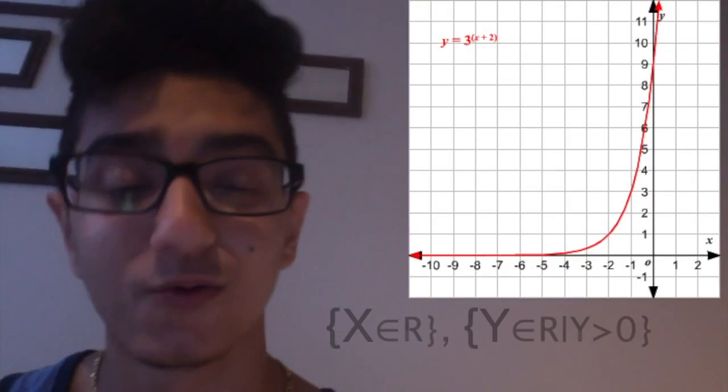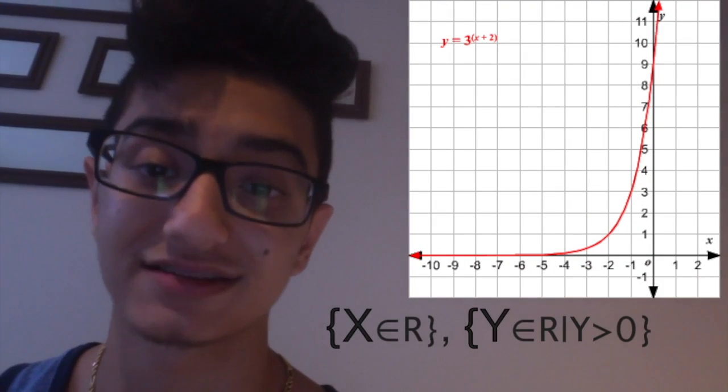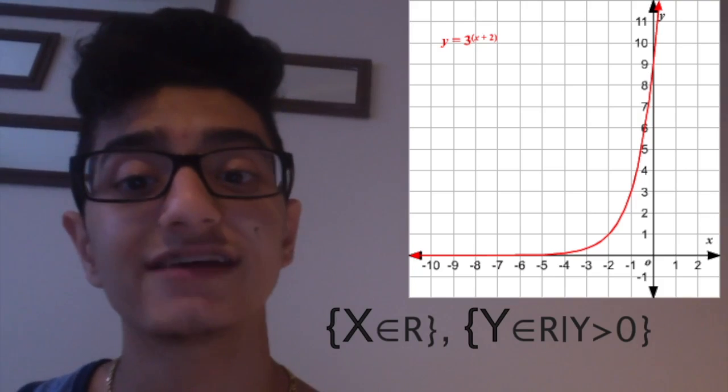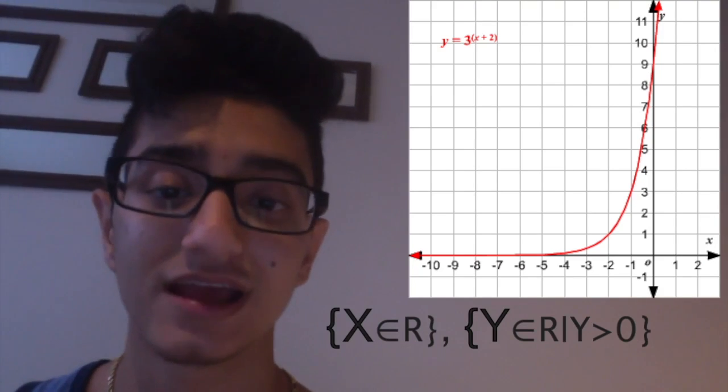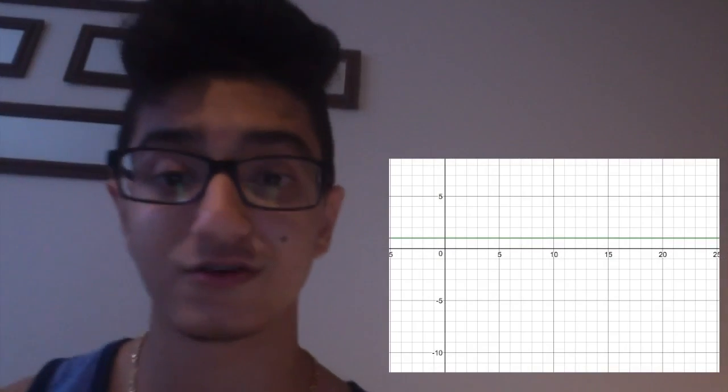Now that we've discussed the transformations of exponential functions, let's look at its other characteristics, like domain and range. The domain of an exponential function looks something like this, where x can be any real number, and y can be anything greater than 0. And the b value also can't be 1, because you'll get something like this, because 1 to the power of anything is just 1.